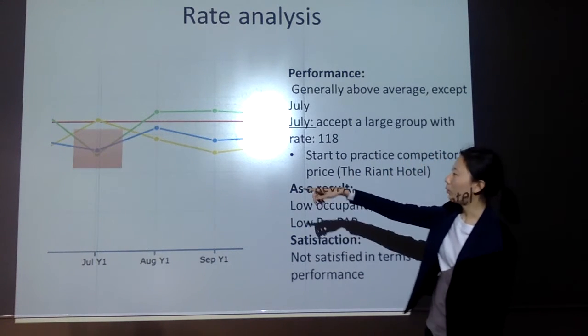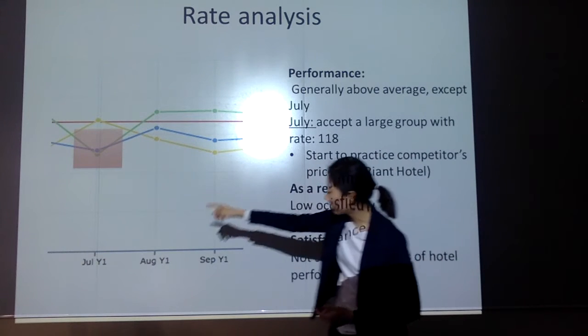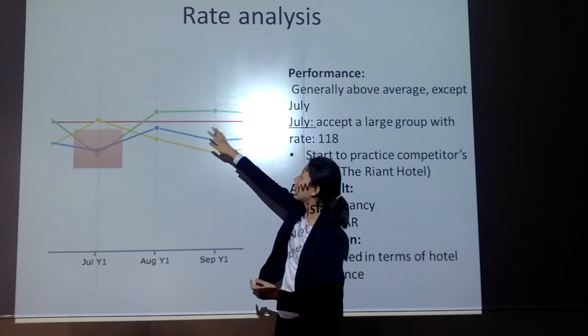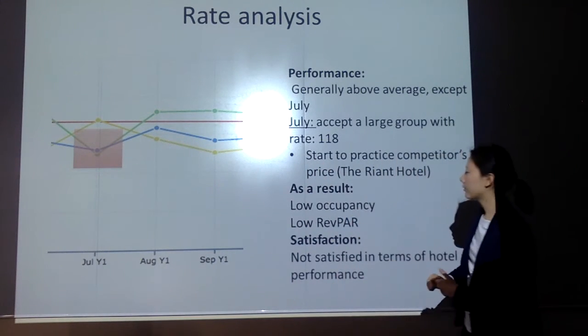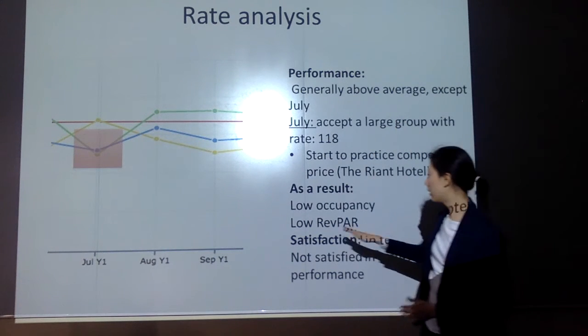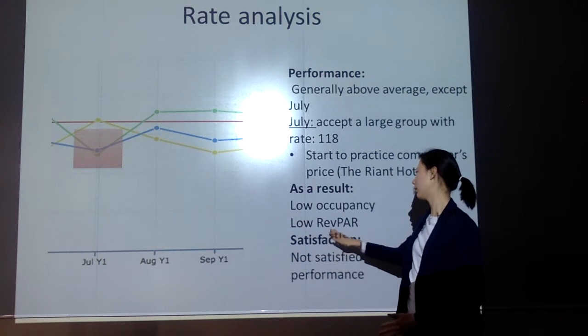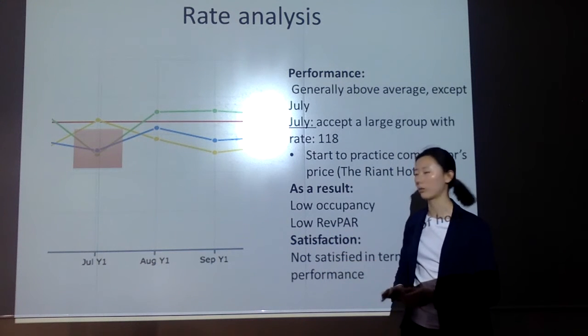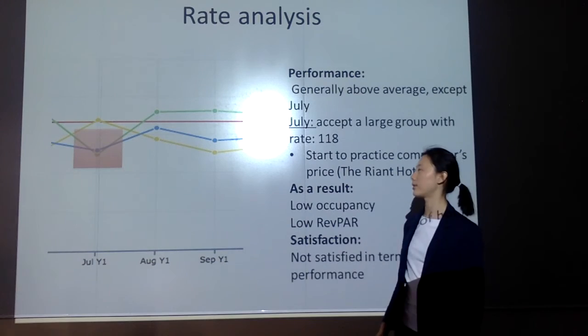And then we tried to pull the price up in August and September. So here you can see the rates, they are above average. As a result, though we tried to pull up the price, the occupancy went down and the RevPAR was also quite low. So we were not satisfied with this performance in this month.